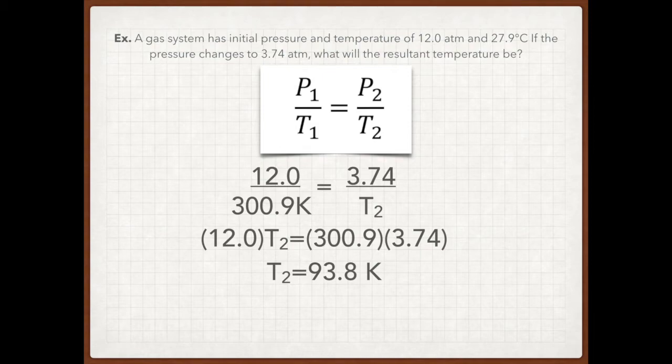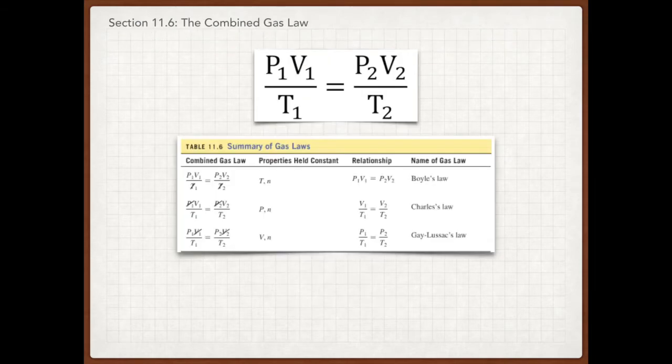Okay? And that's it. Just always make sure when you're using your gas laws that you're in Kelvin and you're not in Celsius. So if I ask for it in Celsius, then I would subtract 273, okay? And my answer would be negative 179 degrees Celsius, and it would be that because 273 has no decimal places. So I would round this so it has no decimal places, so that makes it negative 179.